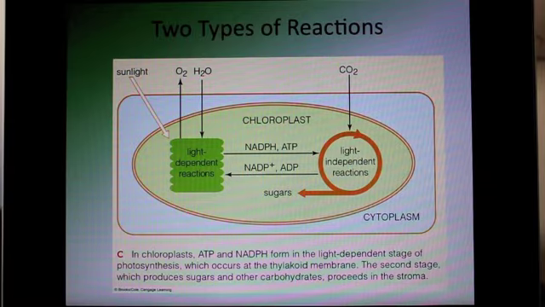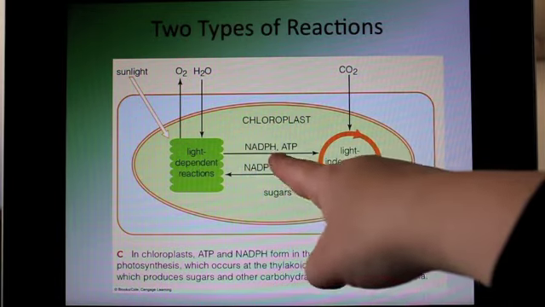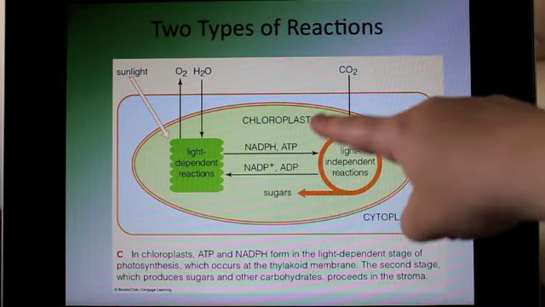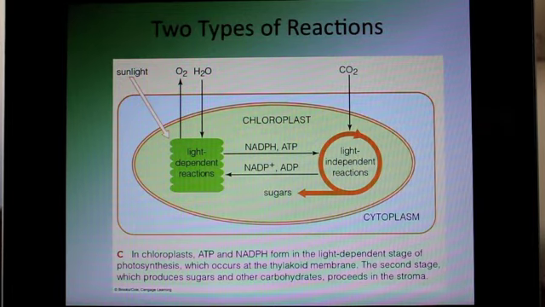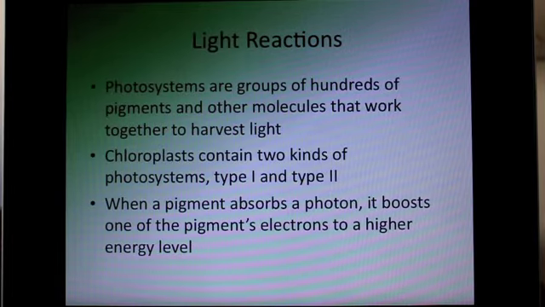NADPH is a way of moving hydrogen around in the cell. So the plant will make the ATP, which is energy, and the NADPH, which is free hydrogen, and dump it into the light-independent reactions. These are also called the dark reactions, or the Calvin-Benson cycle, and this is where carbon dioxide is made into sugar. So let's do the light reactions first.